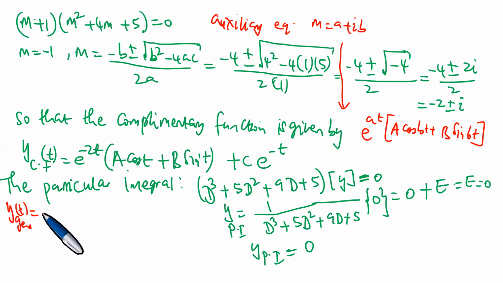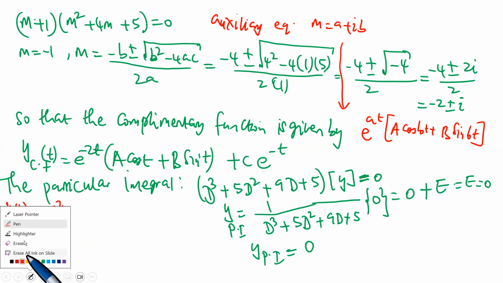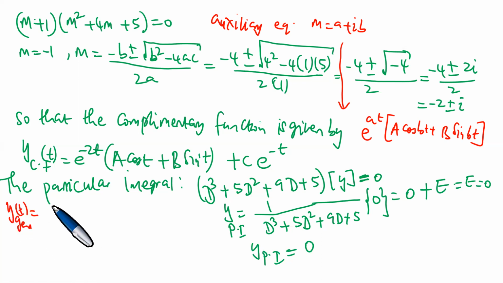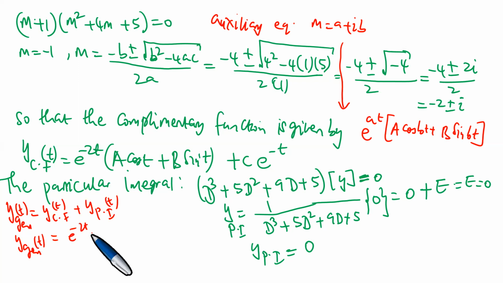Which means that Y general solution therefore is, first let me just do this. It is the sum of the two. It is y complementary function plus particular integral, each of which is a function of t. Particular integral obviously becomes zero function of t. So this one is e to the minus 2t, a cosine t plus b sine t, plus C e to the minus t, and this becomes like the general solution.